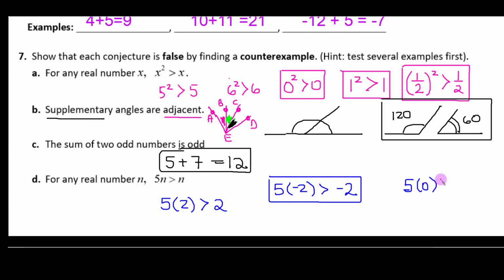Okay? Another example would also be if I multiply by 0. 5 times 0 is not greater than 0, because 5 times 0 is 0, that would be equal to 0. Okay, same thing with 1. So here are two examples where I could use this as a counterexample.